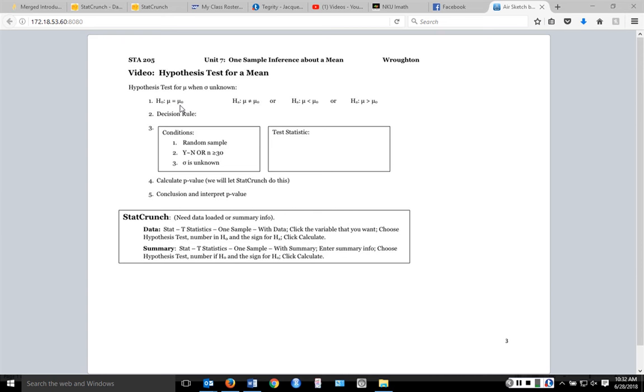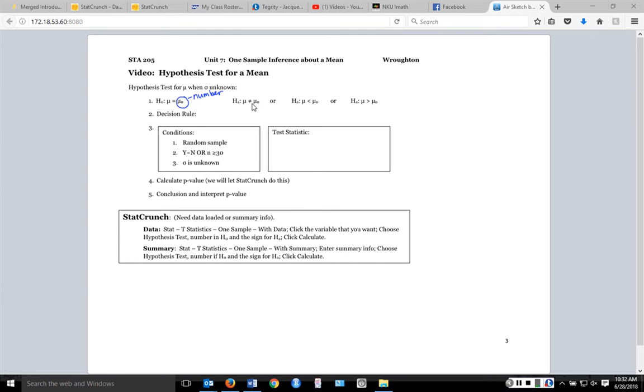This mu0 that you see here, when we're actually doing a problem, this will be a number. So for example, I might have a null hypothesis that mu equals 20. So we will have a number plugged in for mu0, but that number will change based upon what problem we are doing. For our alternative hypothesis, we'll have the same symbol of mu and this same number. All we have to do is figure out what sign goes between them.